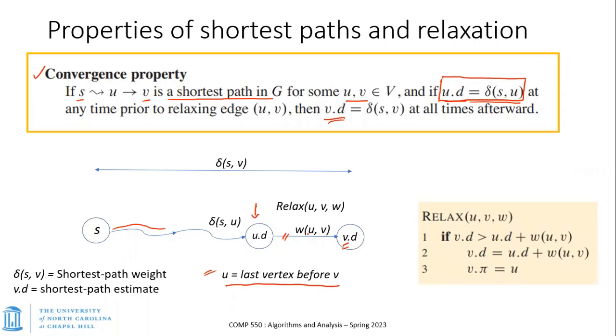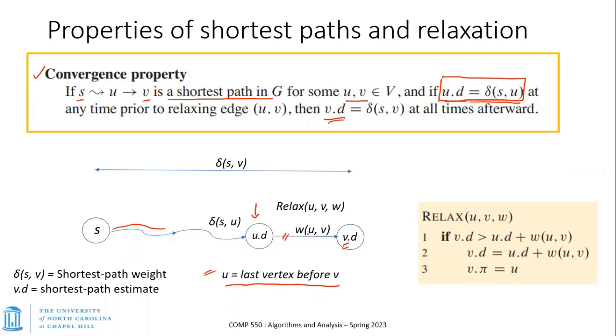So you have this path, and U is the last vertex before V. That means there's only one edge between U and V. The estimate at U is the shortest path weight. Then if you relax between U and V, the estimate at V is guaranteed to be the shortest path weight. I don't think I can say it more simply, but take a while to figure that out. It's a fairly straightforward property of the relaxation process.